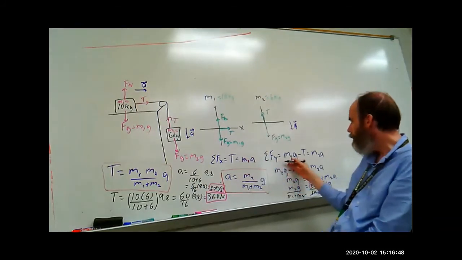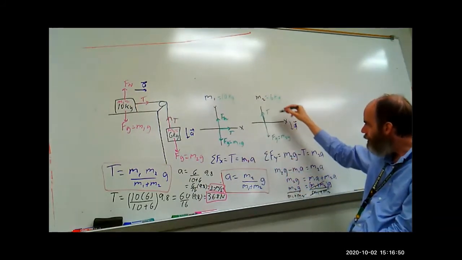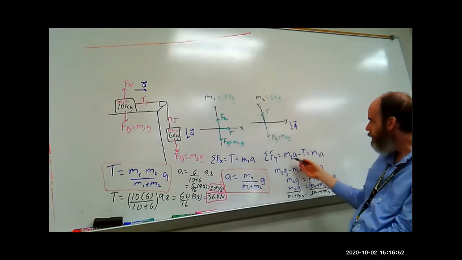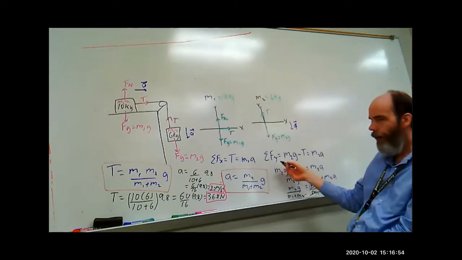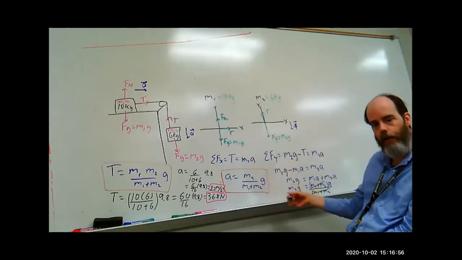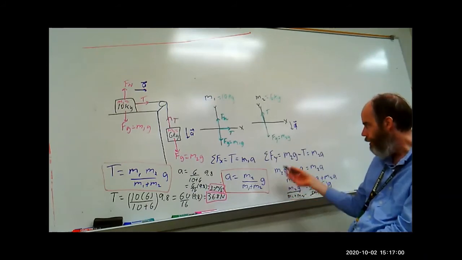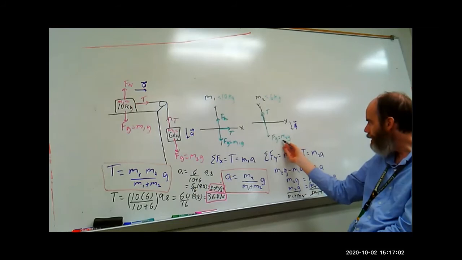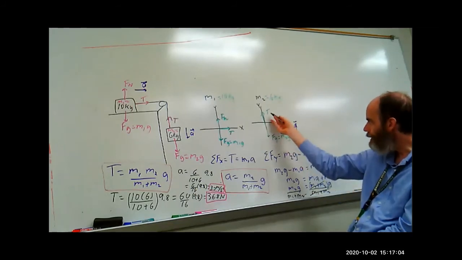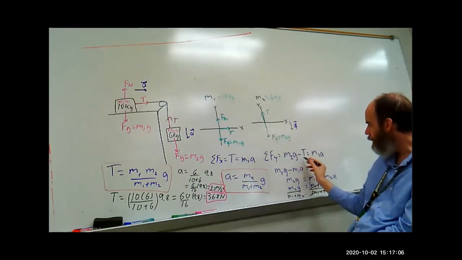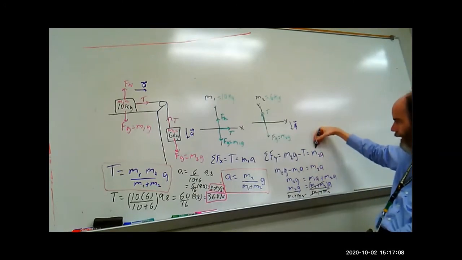And for this one, sum of forces in the y direction. I'm saying that down is positive because the acceleration is down. So it's going to be m2g, the force of gravity, minus the tension. m2g minus tension equals the mass, m2, times the acceleration.